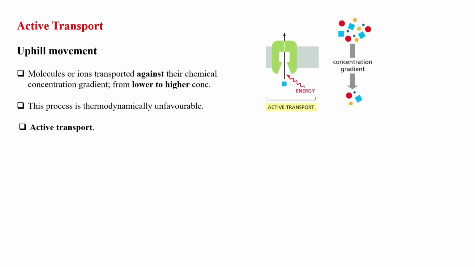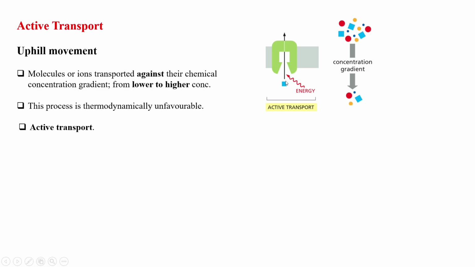Downhill movement can be understood this way. Suppose someone comes down from a hill, it feels easy, it doesn't require energy. The same is true for molecules. When molecules move from higher to lower concentration, it is called downhill movement or passive transport. Now, if the molecules or ions are transported against their chemical concentration gradient, that means from lower to higher concentration, that requires energy, and that's why it is called active transport, because this process is thermodynamically unfavorable.